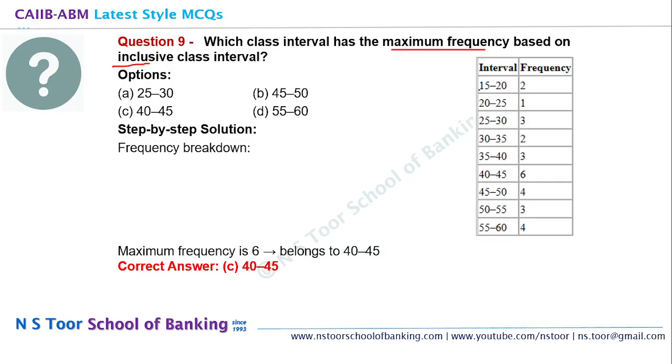What frequencies have they given? 15 to 20, 2; 20 to 25, 1; 25 to 30, 3; 30 to 35, 2; 35 to 40, 3; 40 to 45, 6; 45 to 50, 4; 50 to 55, 3; and 55 to 60.